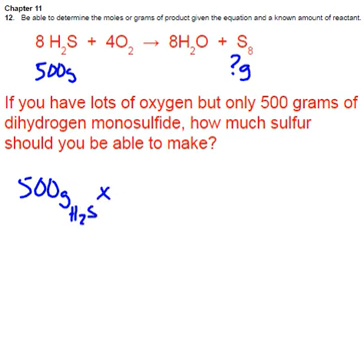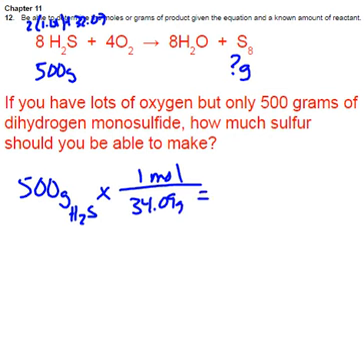500 grams of H2S, I need to know how many moles that is. And 1 mole of H2S weighs, there's 2 hydrogen at 1.01 plus the sulfur at 32.07. So this weighs 34.09 grams. So this is quite a bit, divided by 32 or 34. So this is 14.67 or 14.7 moles of H2S.